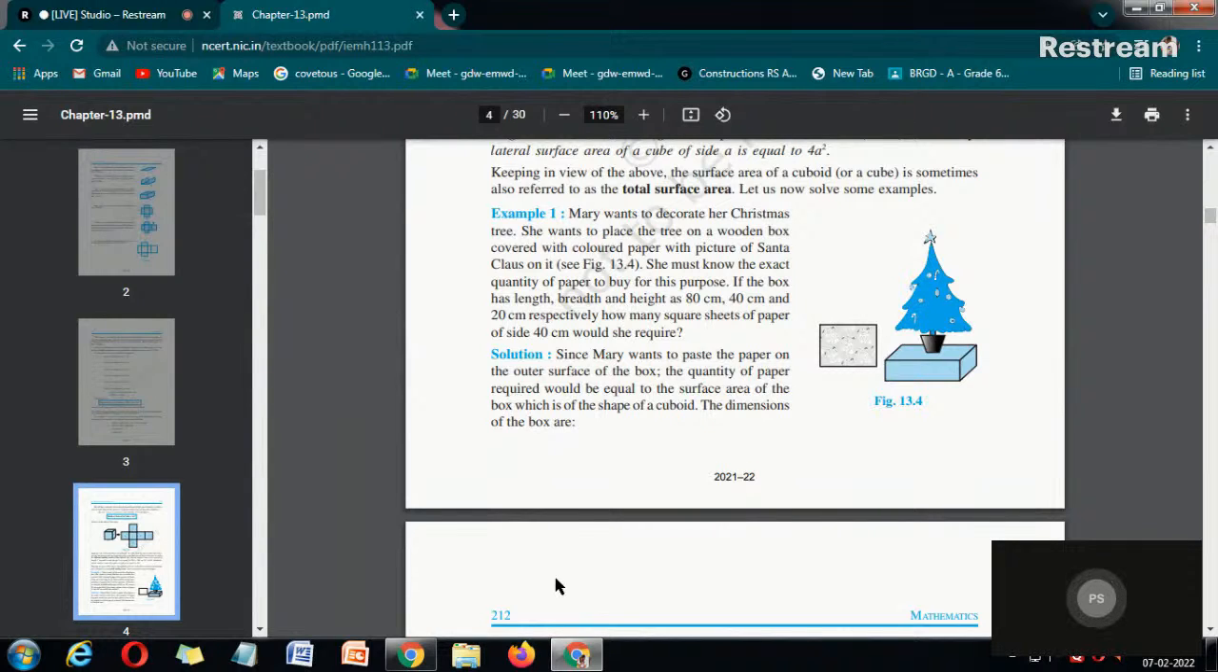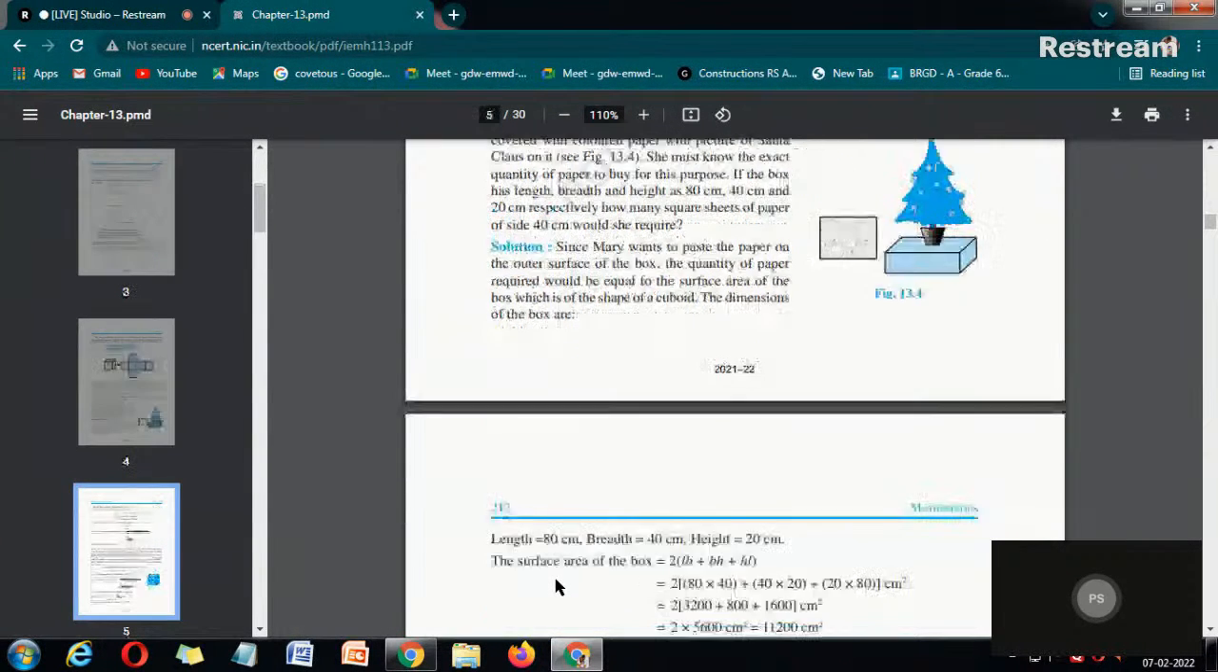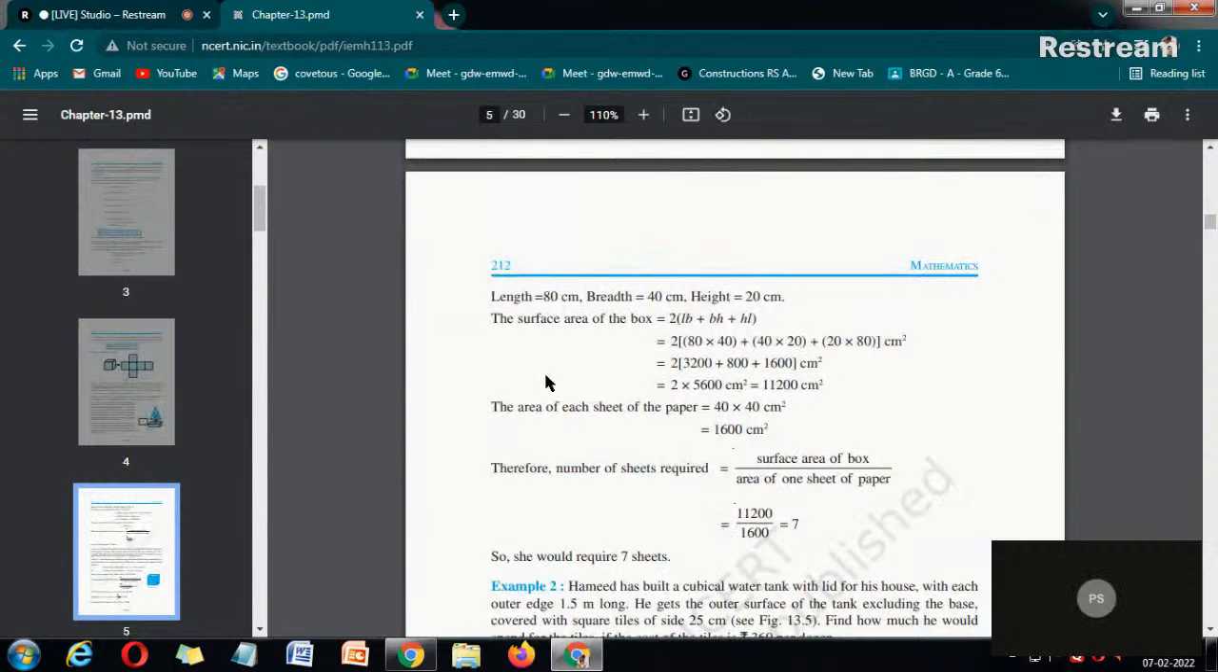So the total surface area of a cuboid is 2 into (LB plus BH plus HL). When we substitute the values, that is 2 into (80 into 40 plus 40 into 20 plus 20 into 80), you get the answer as 11,200 centimeter square. Here they have given in centimeter, so you'll get centimeter square. Okay, clear?